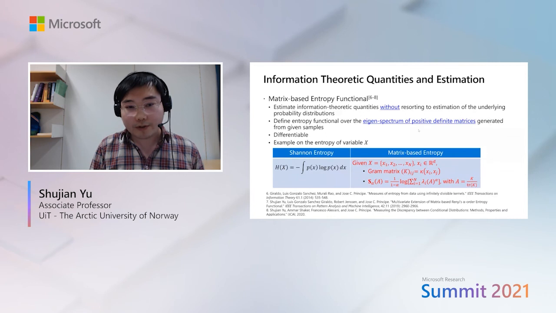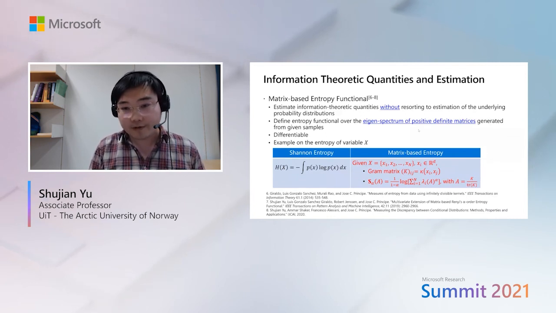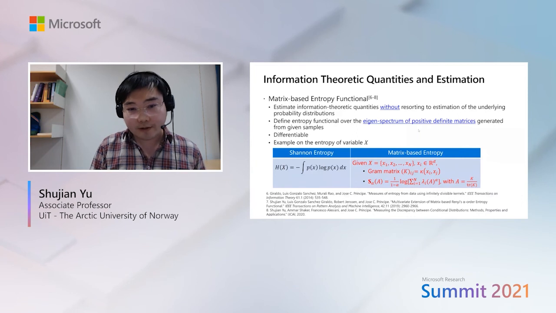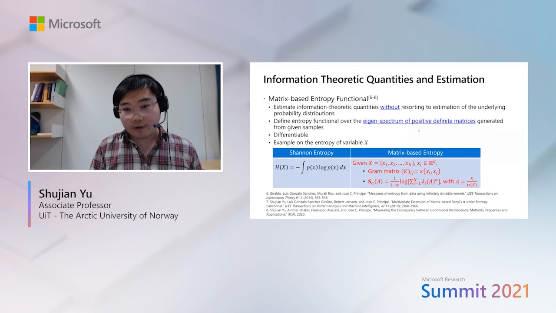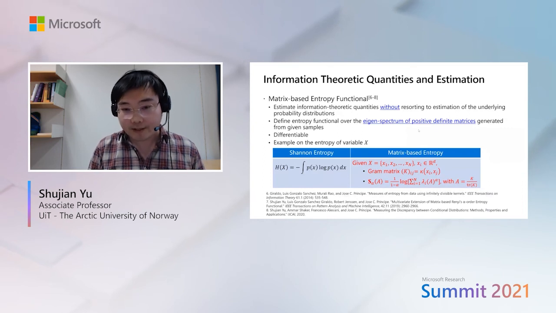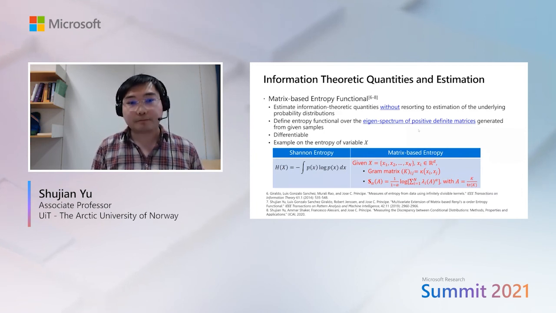For example, if we want to estimate the entropy or total uncertainty of variable X, suppose I have n samples x1, x2, ..., xn. Each xi is in d-dimensional space. So instead of evaluating its underlying probability distribution p(x), what we did is first evaluate a Gram matrix K of size n by n, and we show that we can define the total uncertainty or entropy of X just using the eigenvalues of the normalized Gram matrix A.